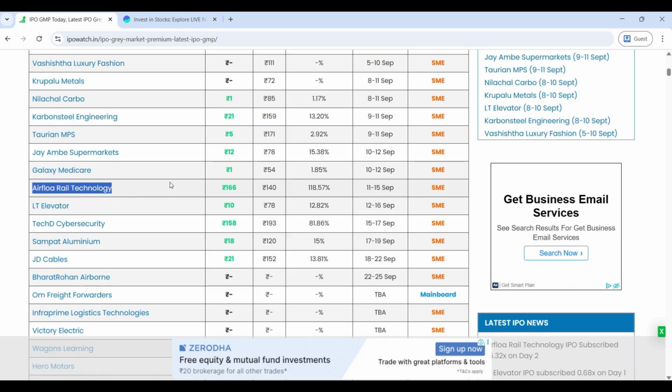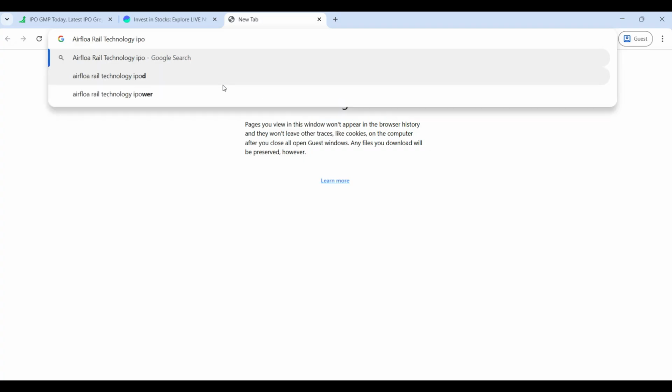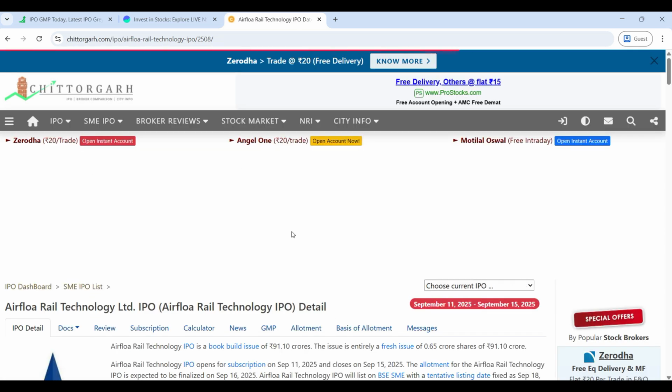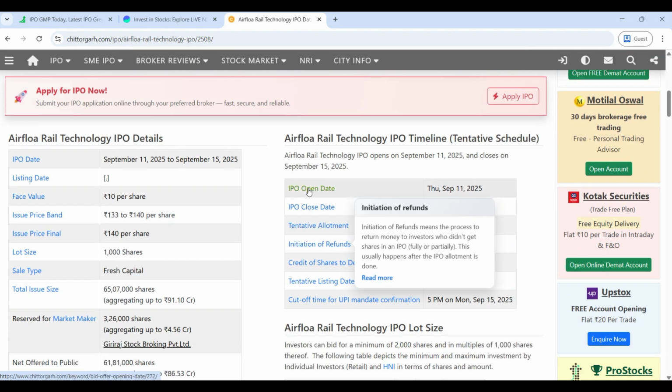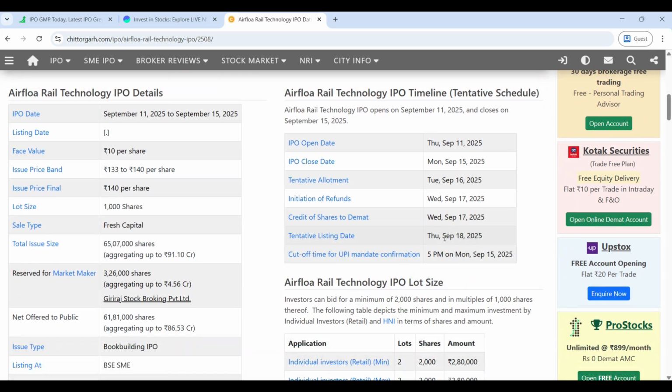For example, here this stock, let's take Airflow Rail Technology, which has a huge gray market premium of 118 percentage. Once you identify such stock, again you go to Google, search for company name space IPO, and you will find this website Chittargarh. Here, if you go, you will find when this IPO is opening, when it is closing, when you will get the refund, a tentative listing date, everything is here.